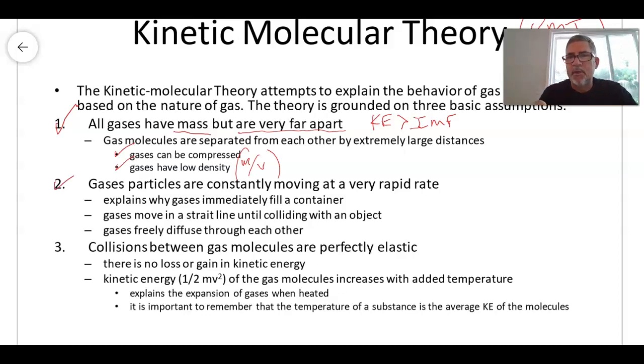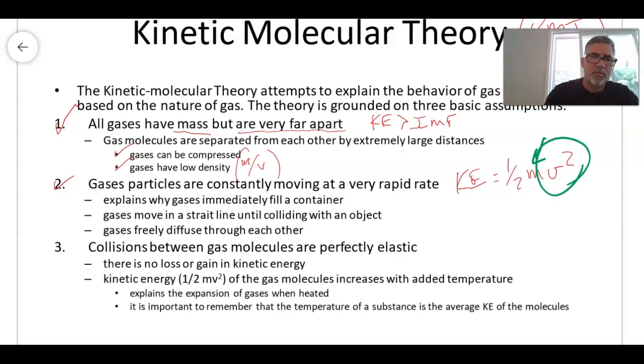Gas particles are constantly moving at a very rapid rate, because they have that kinetic energy. Kinetic energy is equal to 1/2 the mass times the velocity squared. You can't change mass, so if kinetic energy is increased, the velocity, which is to the power 2, is increased. If I double the energy, I quadruple the velocity. That explains why they fill their container. They move in a straight line until collided upon.